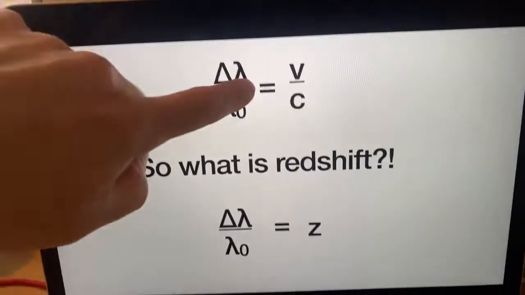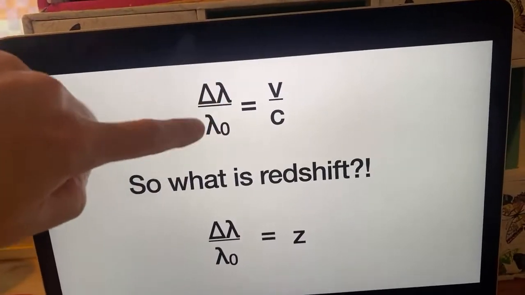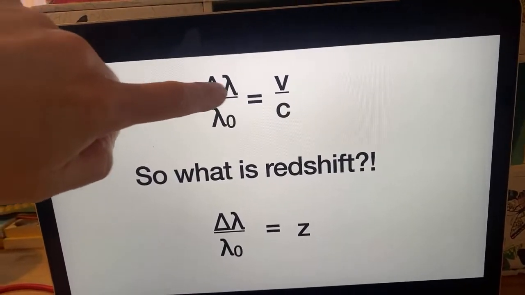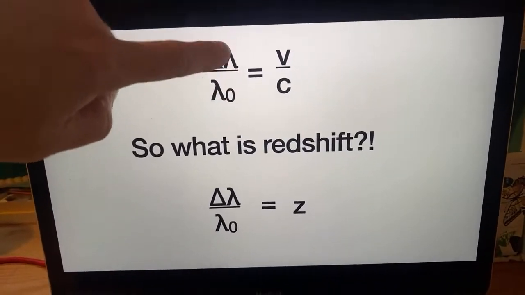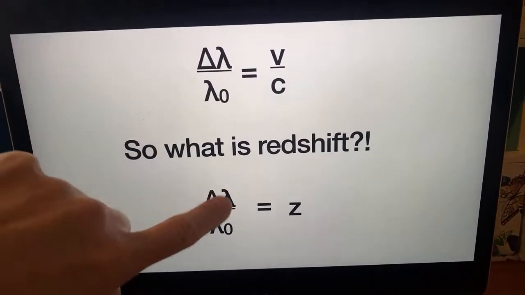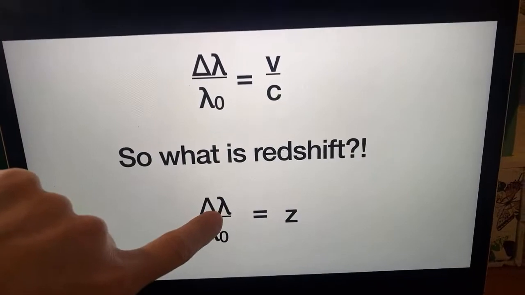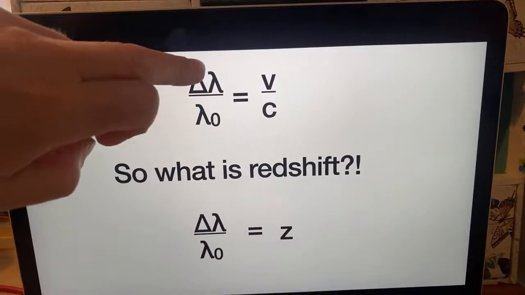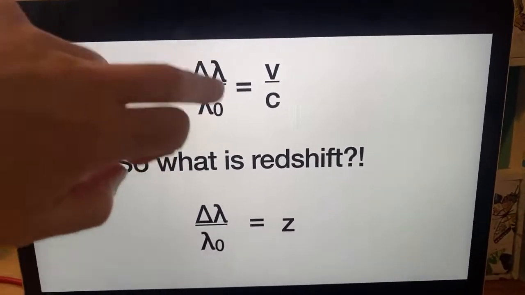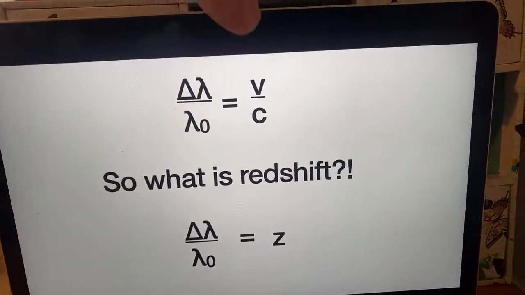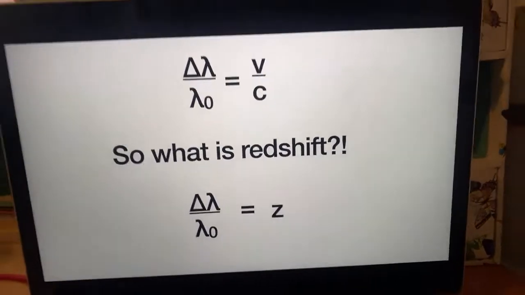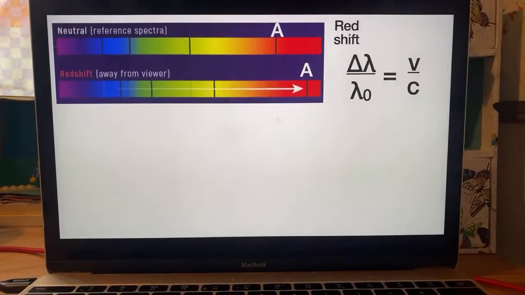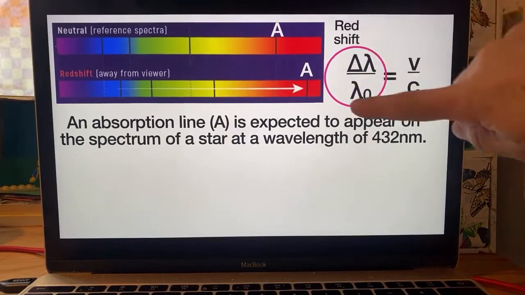So this is the equation that you need to know. It's the change in lambda divided by lambda 0, which is the redshift. Do you get it? You can call that whole thing Z, that's redshift. So another way of saying this equation would be: the redshift, how much the light is stretched, equals how fast the galaxy is travelling away divided by the speed of light. Please, let's just put some numbers in. Phew, finally, there we go. Right, so that's your redshift bit of the equation.